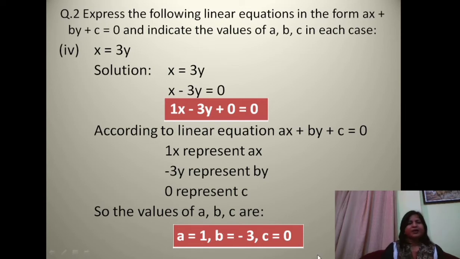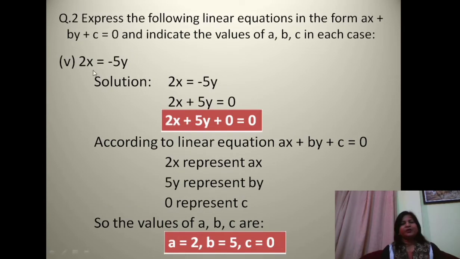Now the next part of the second question is x is equal to minus 5y. Solution: 2x is equals to minus 5y. So 2x plus 5y, because we have taken 5y from the right side to the left side, is equals to 0. 2x plus 5y plus 0. We have added 0, that means c, because we have to convert this equation in the form of ax plus by plus c is equals to 0.